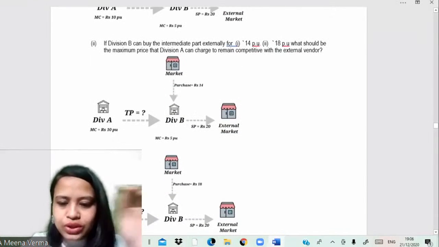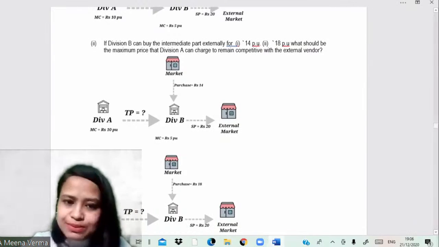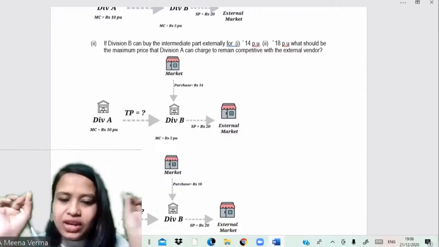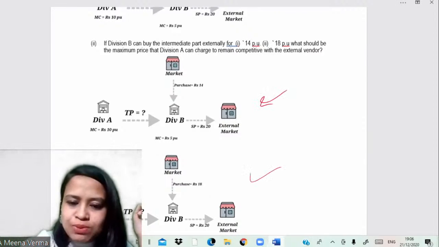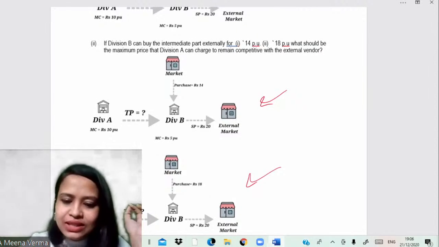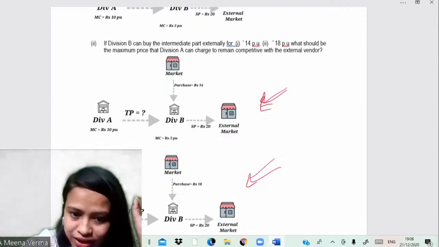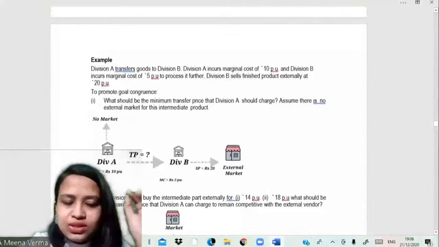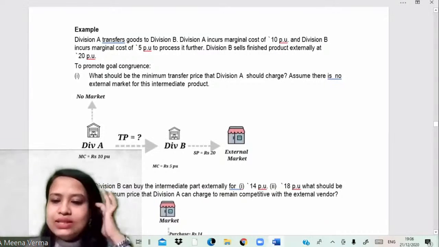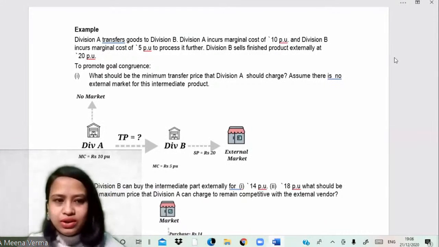If you have downloaded the file from the ICAI website, there is an error. I have pasted a wrong image at this place, so please do this correction. I have placed a wrong image at this place, so please do these two corrections. While doing the solution, with the help of this solution, we will understand the meaning of goal congruence.